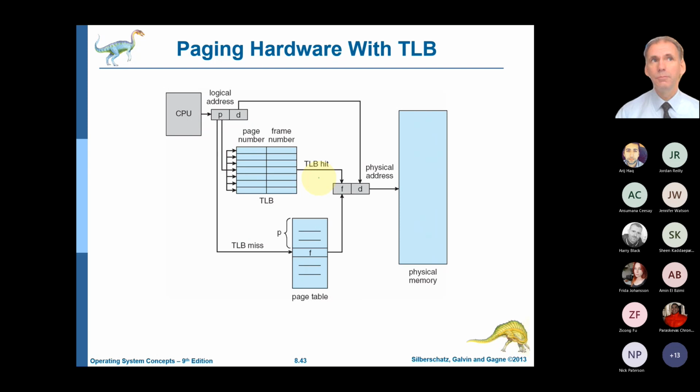That then gives us the appropriate frame that we add to the offset and gives us our physical address. As with cache, not every item in the page table is in the TLB. So if it's not in the TLB, if it's a TLB miss, we have to go to the page table and that brings it in and we finish the memory that way.